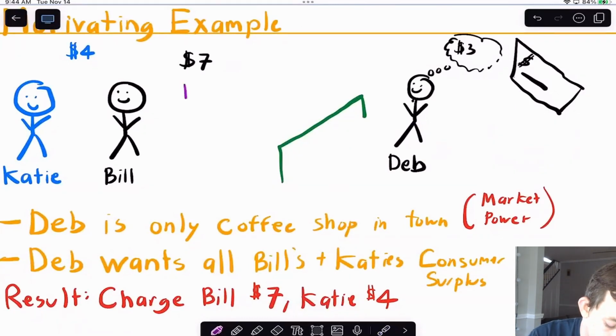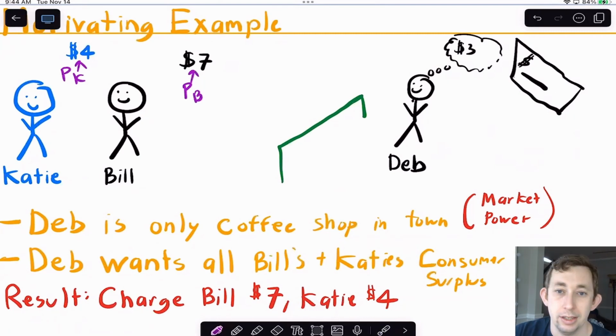So again, this is going to be Bill's price right here. This is going to be Katie's price right here. There's no one market price for both Bill and Katie. Deb is going to charge each person their maximum willingness to pay, which means that Bill and Katie's consumer surplus is going to be 0, and Deb's producer surplus is going to be $4 for Bill and $1 for Katie. So again, this is Deb capturing all of the consumer surplus because she is able to charge different prices for different people.